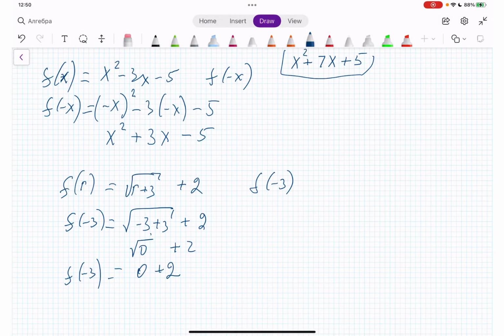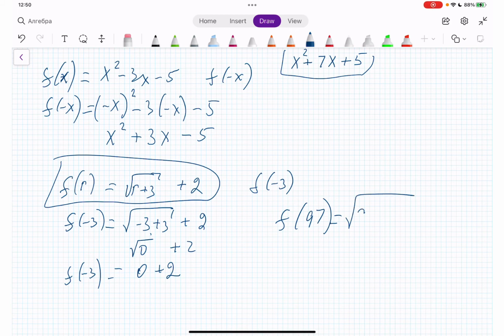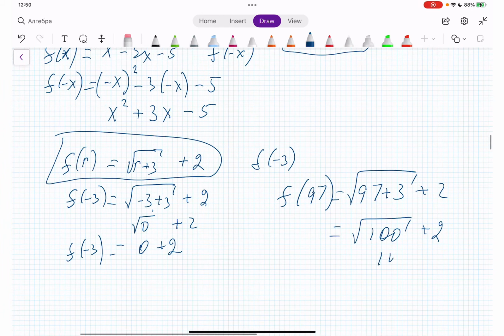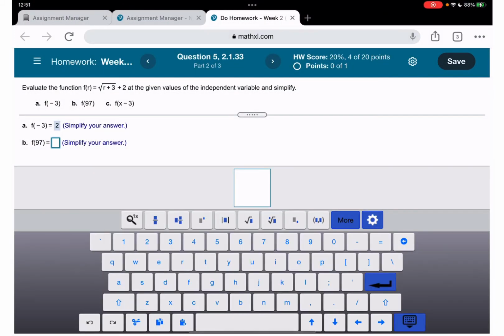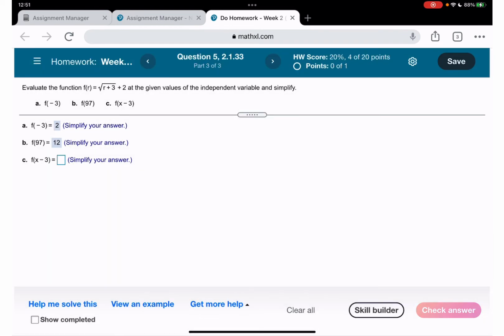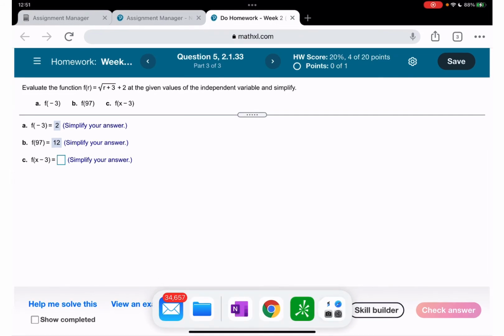f of 97, this is our original problem, it's going to be square root 97 plus 3 plus 2. So we have here 97 plus 3 is 100 plus 2. Square root 100 is 10 plus 2 is 12, right? Typing here. Good job. And f of x minus 3 now we're going to do.